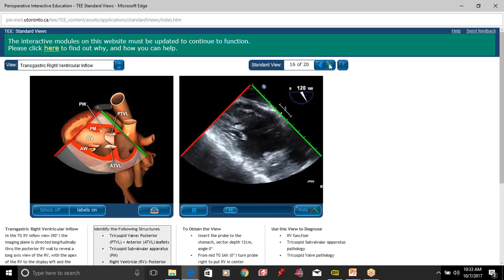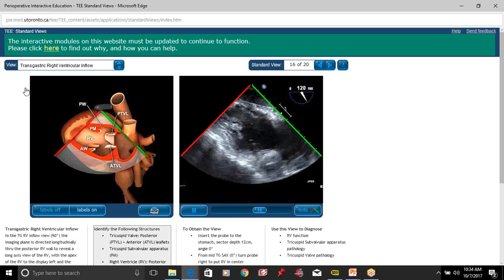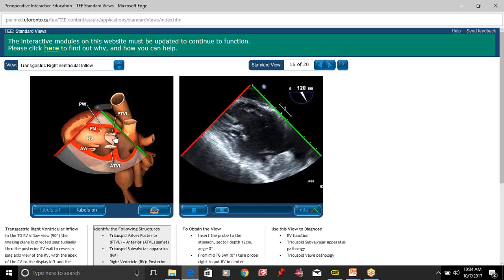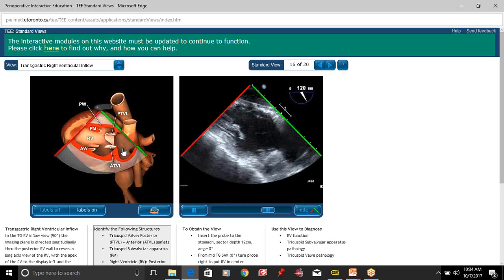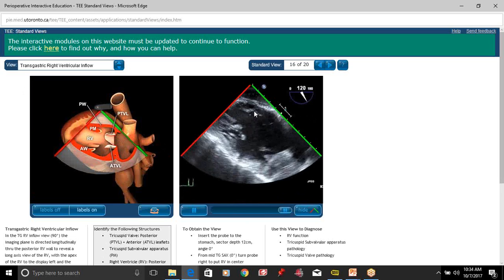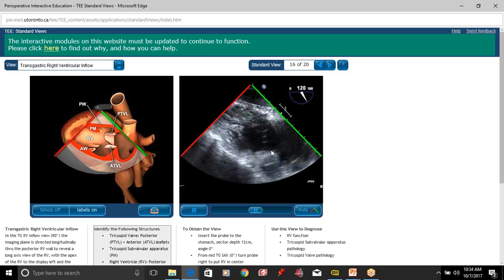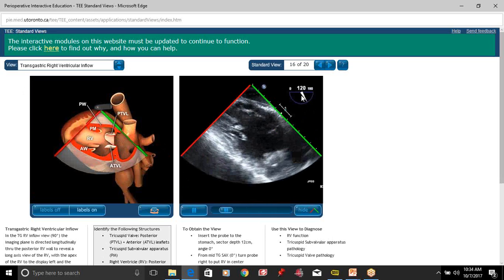Your right ventricular flow tract view, transgastric. That is, you of course remember. So when you're reviewing this, you have the cartoon on the side that will give you an idea of the anatomy. You can see the papillary muscles in the RV, and then you can see your tricuspid valve, the posterior leaflet, and the anterior leaflet. 120 degrees.